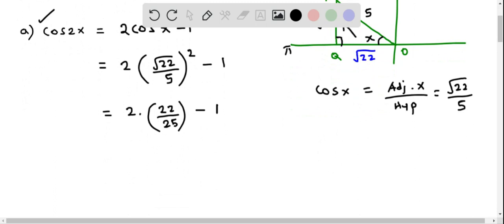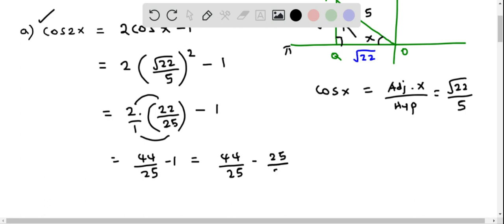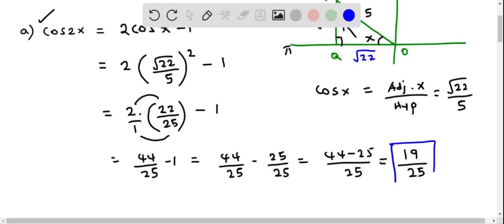Now we can simplify the first fraction. 2 times 22 is 44, over 25, minus 1. I write this 1 as 25 over 25, so we have a common denominator. Therefore, this becomes 44 minus 25 over 25, and this equals 19 over 25. So we have determined that cosine of 2x equals 19 over 25.